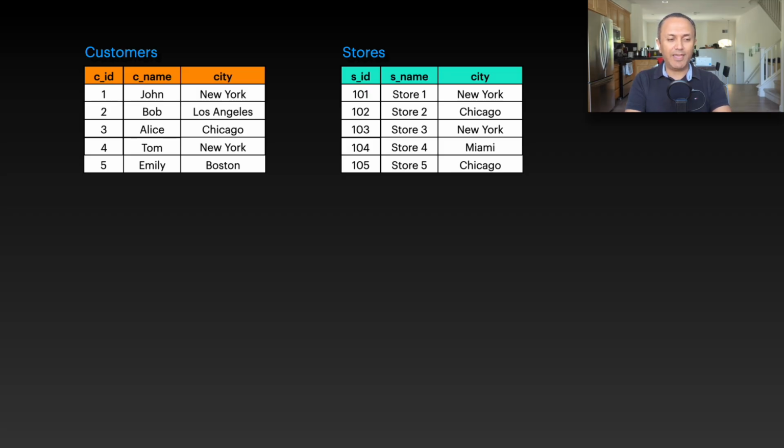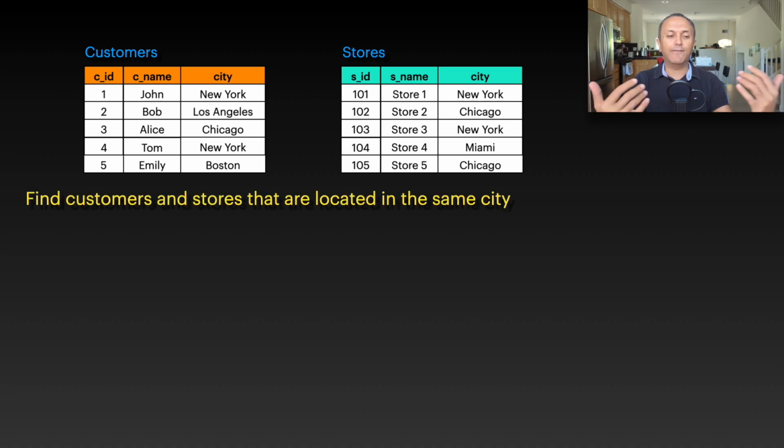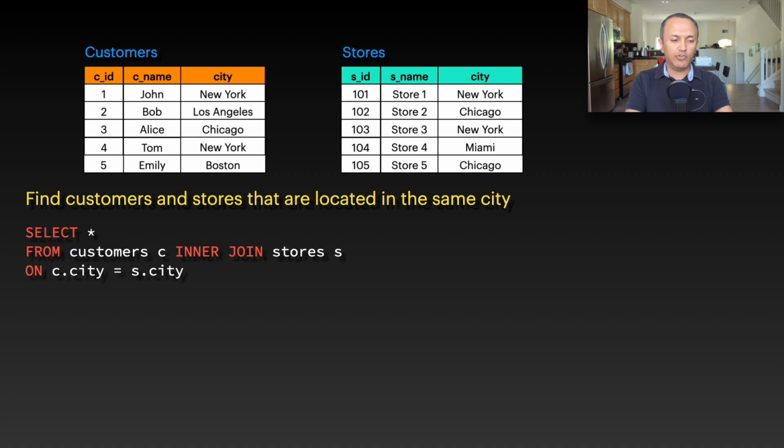The customers table has ID, name, and city where that customer exists. And the same thing for the stores. We have a store ID, store name, and city. Now, let's suppose we have a question that says, okay, find the customers and the stores that are located in the same city. So we want to answer this using the tables that we have. And this is a very basic join query. So the answer would be joining both customers and the stores on the city column.